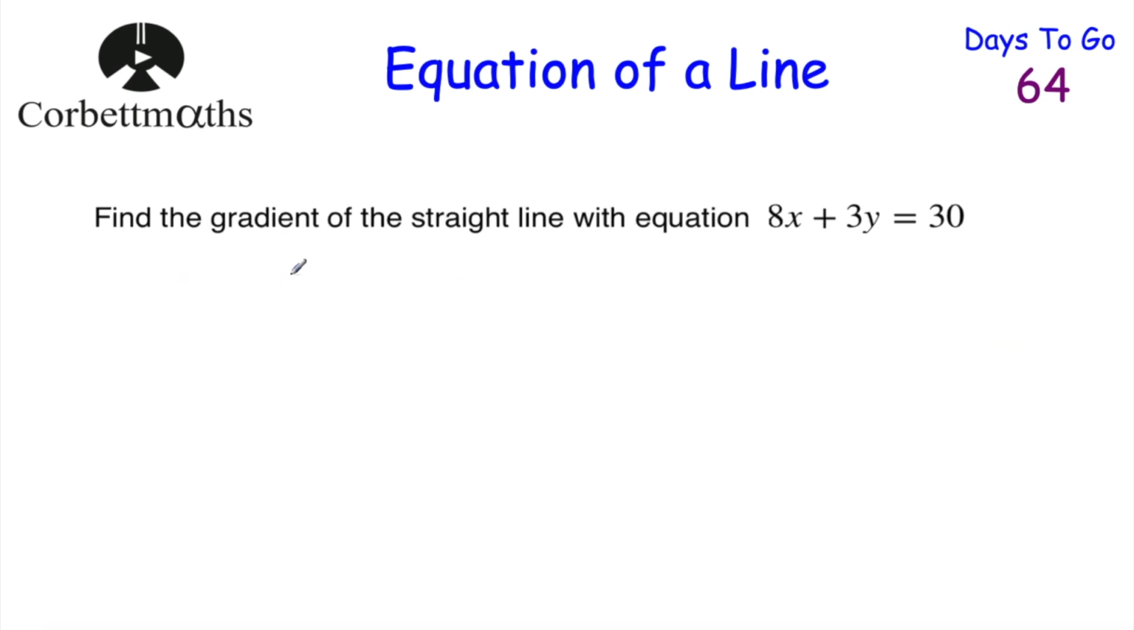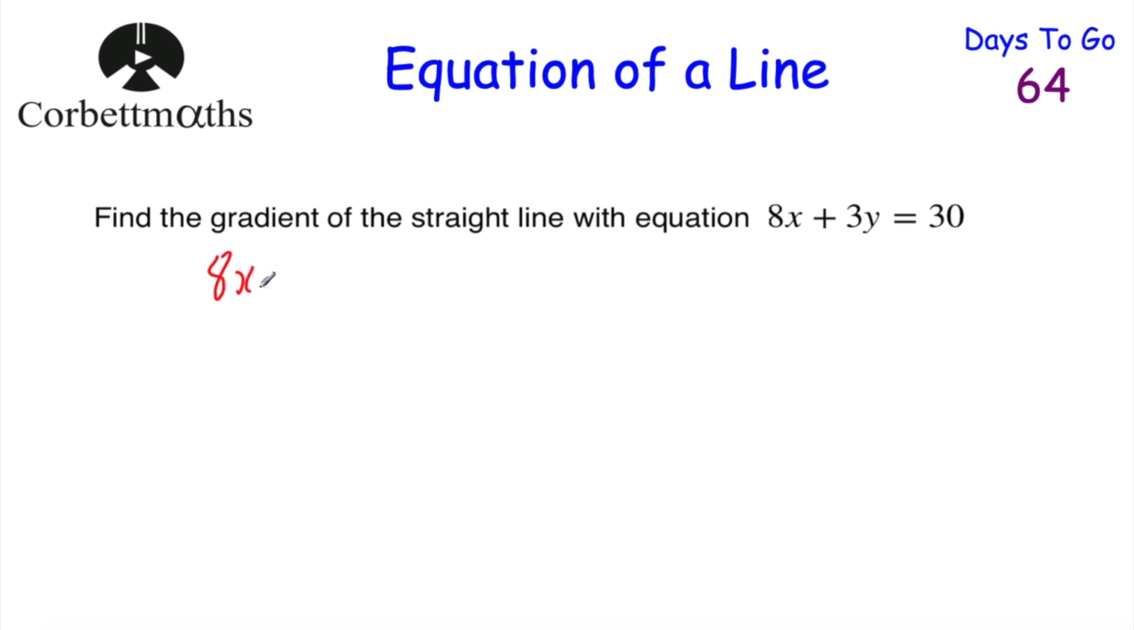So the next question says, find the gradient of the straight line with equation 8x plus 3y equals 30. So you want to find the gradient of this line. If you want to have a go at this now, feel free to press pause and find the gradient of this line. Okay, so if we wanted to find the gradient of this line, what I would tend to do is make y the subject to get it in the form y equals mx plus c. So let's make y the subject of this.